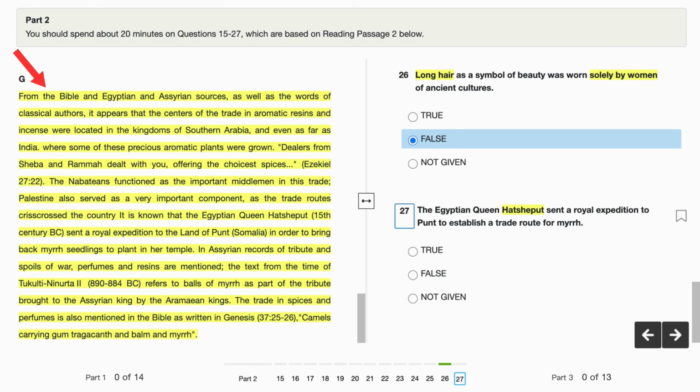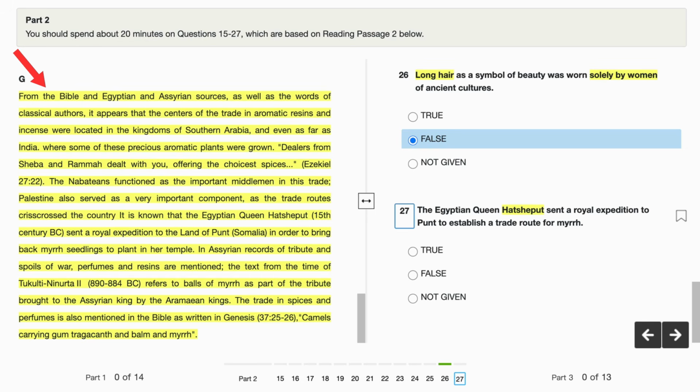Dealers from Sheba and Ramah dealt with you, offering the choicest spices. Ezekiel 27:22. The Nabateans functioned as the important middlemen in this trade. Palestine also served as a very important component, as the trade routes crisscrossed the country. It is known that the Egyptian queen Hatshepsut, 15th century BC, sent a royal expedition to the land of Punt, Somalia, in order to bring back myrrh seedlings to plant in her temple.